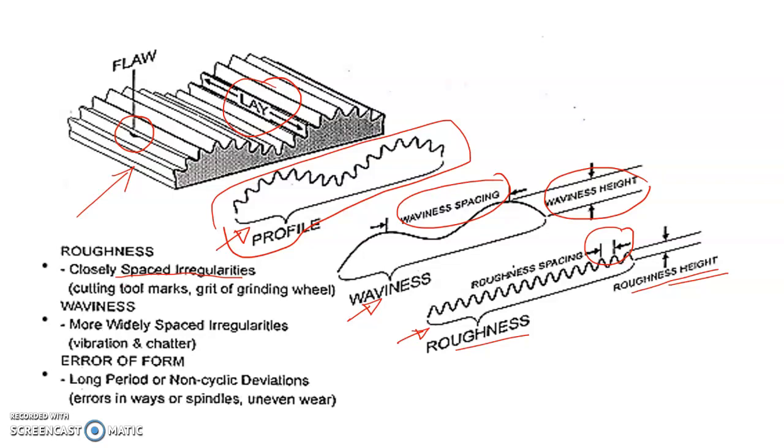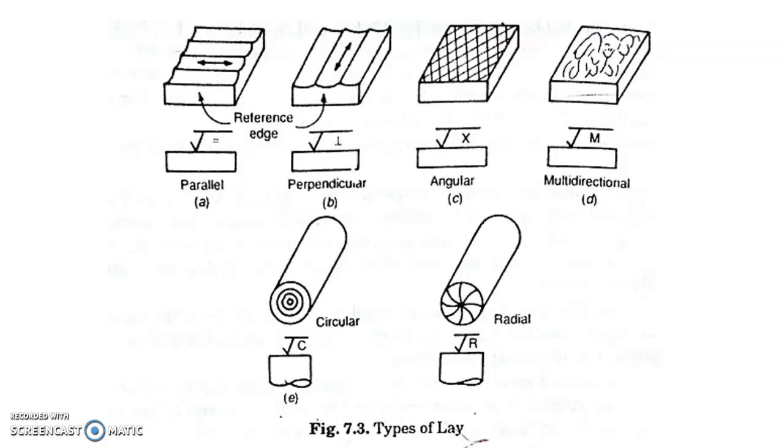The cutting tool marks or the grit of a grinding wheel, etc., are responsible for these roughness patterns, while the vibration and chatter of the machine is responsible for the waviness. There are different types of lay patterns, depending on the direction. If it is parallel to the reference edge, like in this picture, then it is the parallel one using this symbol. If it is perpendicular, then the symbol will be this one, and angular is represented like this. Multidirectional means there is no definite direction; lay in all directions is present.